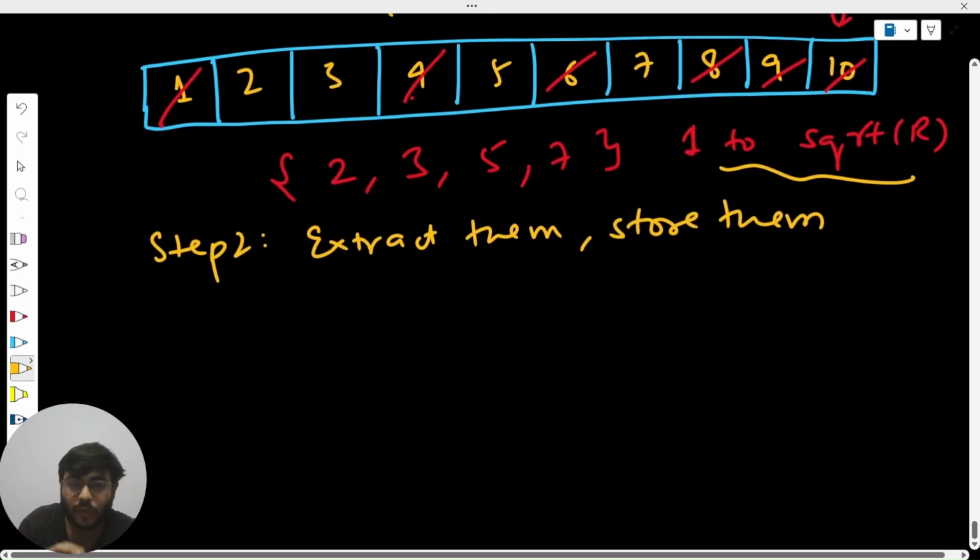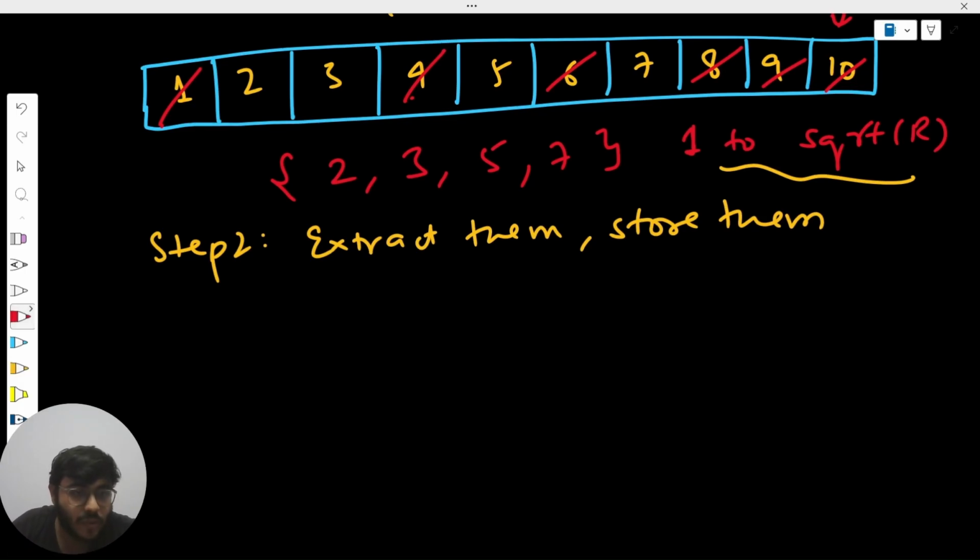Now what we do is the interesting part. As we know, let's talk about 50, and let's talk about 100. We basically know that when we're talking about 2, we need to mark all the multiples of 2 in this range.